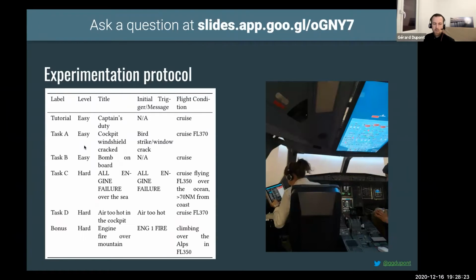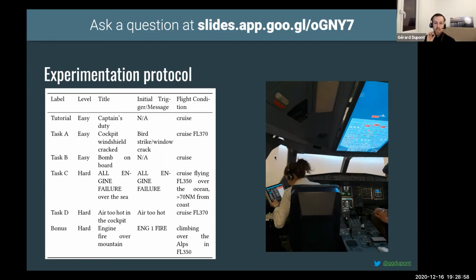Easy and hard was actually a multifactorial analysis that we did on the difficulty of the task, because of the stress, because of the urgency, but also on the difficulty to find the answer to the question. Some of the questions were easy because you just have to find the right procedure and then you have the answer, boom. For example, finding the flight level when you have a windshield crack, which is a crack in the window here, there is a procedure which is very simple and straightforward. So it was classified as an easy task.